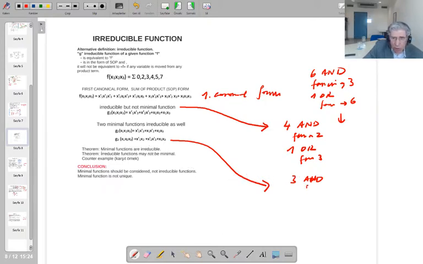Fan-in for these AND gates is 2, and for the 1 OR gate, fan-in is 3. So I made a mistake here. Fan-in for this OR gate, 1, 2, 3, 4, isn't it? It should have been 4. So correct that one. It is 4.